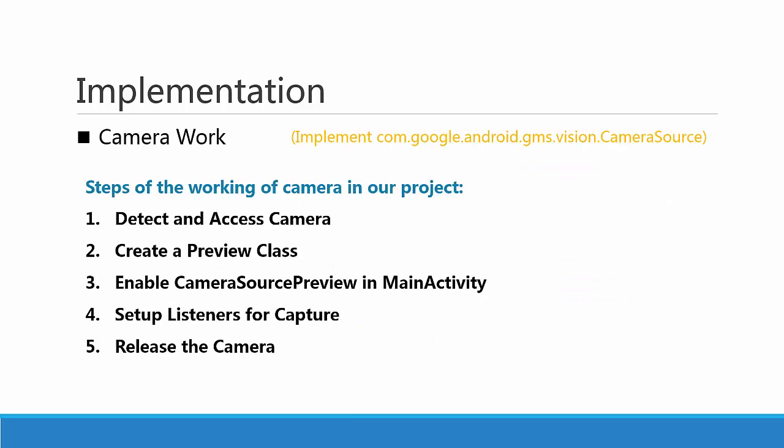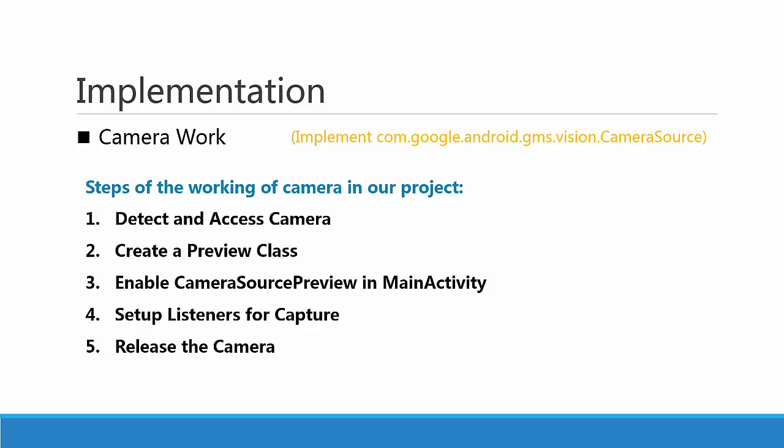Second is the camera work. We use camera source library to implement camera on our Android device. Camera source is a computer vision source which can work in conjunction with face detector and send preview frames for detection. And the steps of working of camera are shown in the slides.